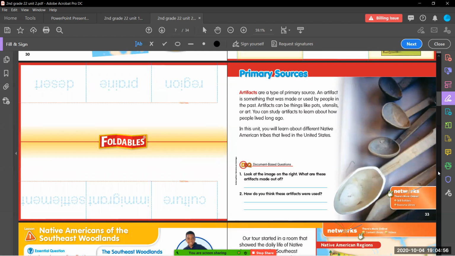So our first question here says, look at the image on the right. What are these artifacts made of? So take a look at these and tell me what you think they used to make these different kinds of spoons. How do you think these artifacts were used? So we have a couple different sized ones. Tell me what you think they may have been used for. So give it your best guess. And that's going to take you to the very end of the opener for Unit 2.